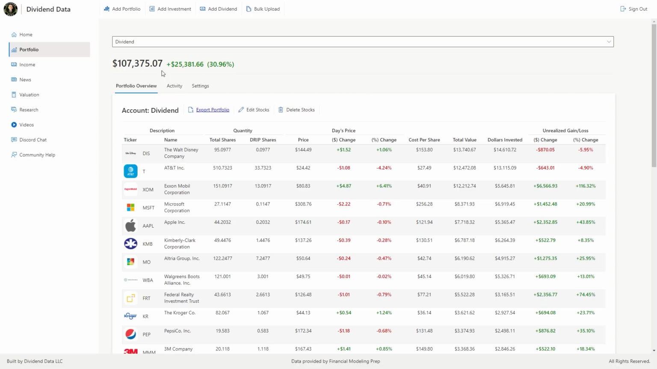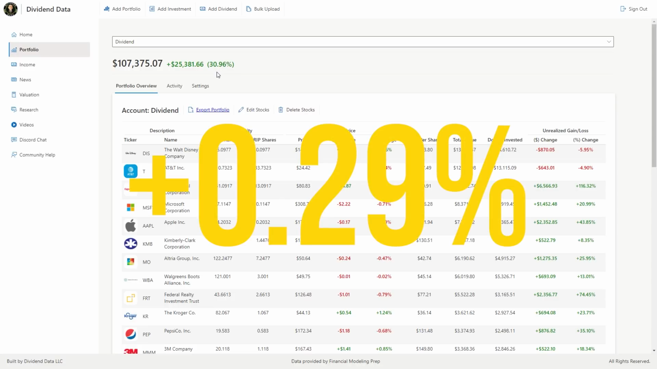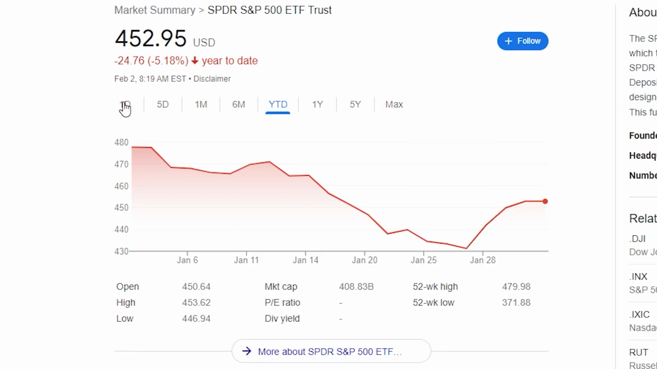My current portfolio value is $107,375, which is a 30.96% total return on dollars invested. This is up 0.29% from last month, even though the S&P 500 is down over 5% in the same time frame. In fact, the index was down nearly 10% at one point.